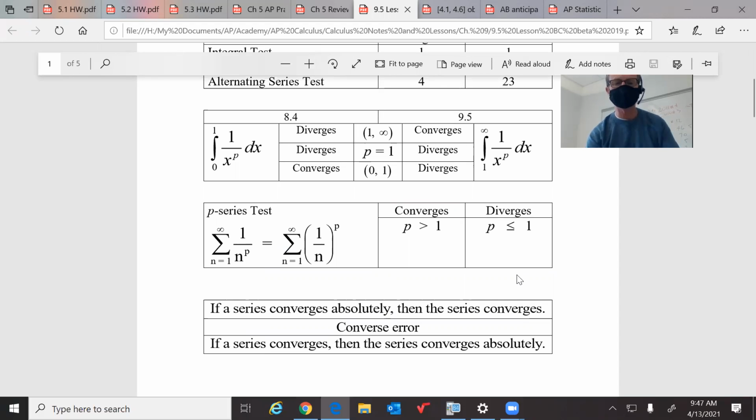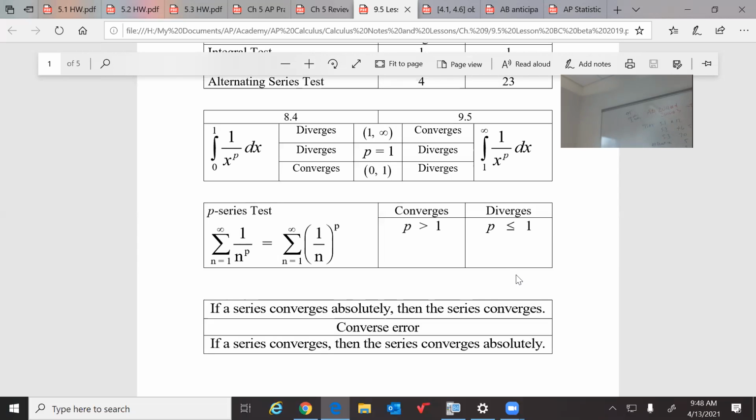So this is copied and pasted from the alpha lesson. P series test, where p is the exponent. It'll converge if the exponent is bigger than 1. If the exponent is 1, it diverges. And if the exponent is less than 1, then it's certainly going to diverge, because the value of n is in the denominator. So that would make the denominator smaller, which makes the fraction larger.